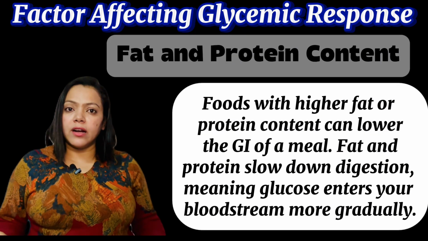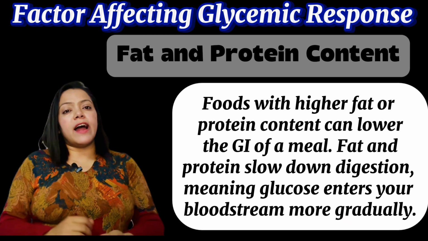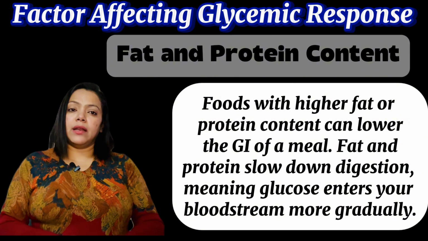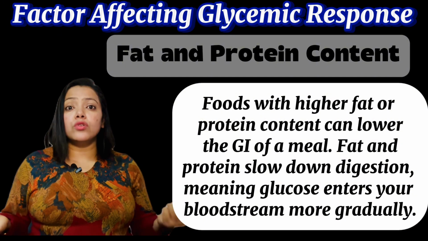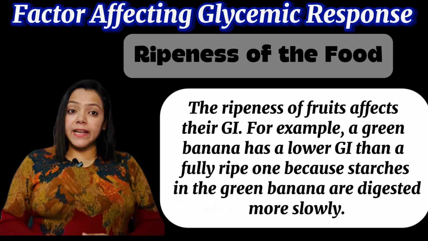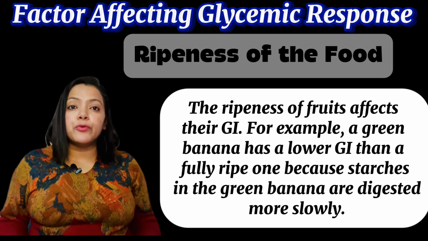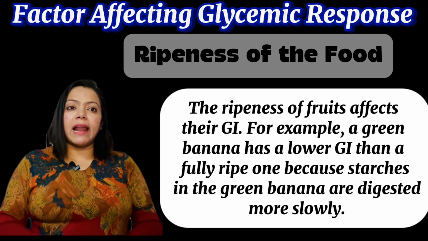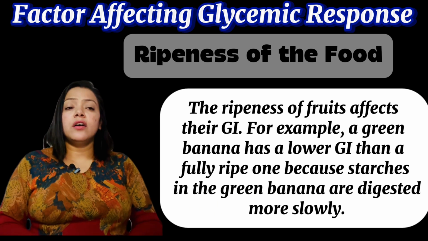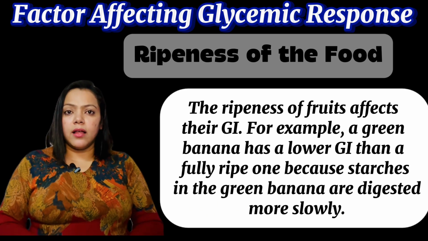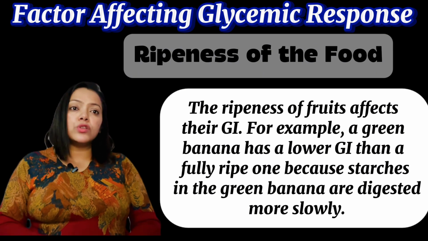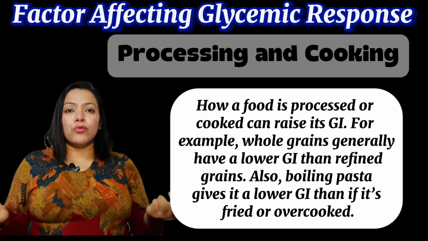Fat and protein content. Foods with a higher fat or protein content can lower the GI of a meal. Fat and protein slow down the digestion. Ripeness of the food. The ripeness of fruits affects their GI. For example, a green banana has a lower GI than a fully ripe banana because starches in the green banana are digested more slowly. Processing and cooking.